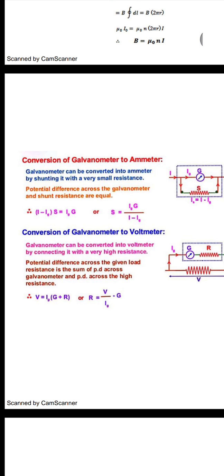So from here we find that the potential difference across the shunt should be equal to that across the galvanometer. So S equals Ig G upon I minus Ig. It is given by the shunt for the ammeter, that is, the conversion of galvanometer to ammeter.